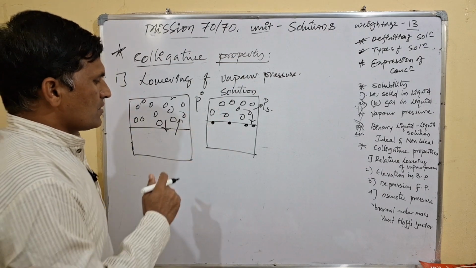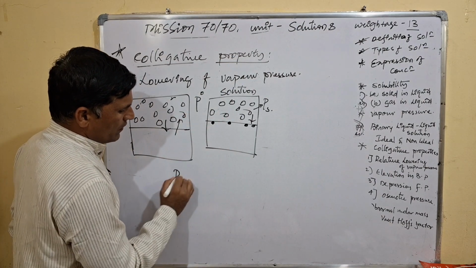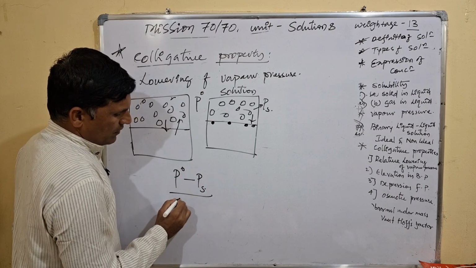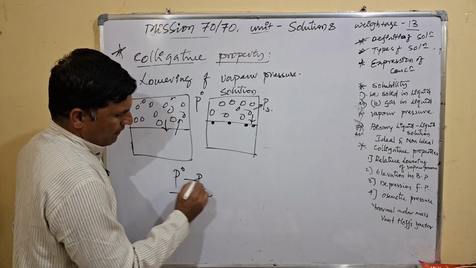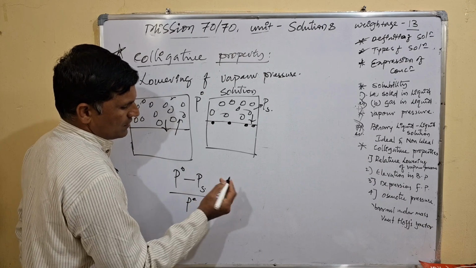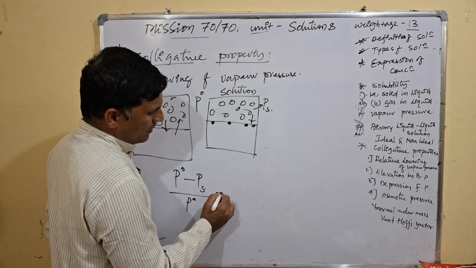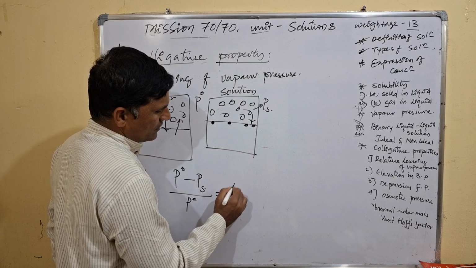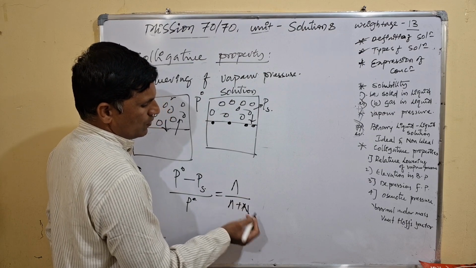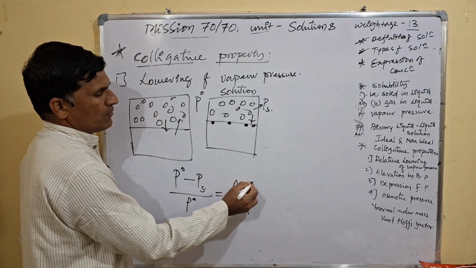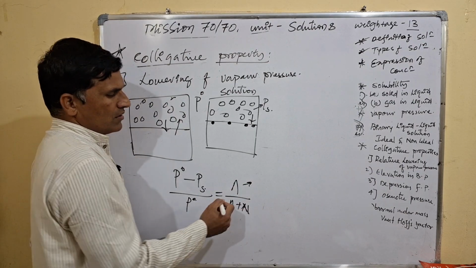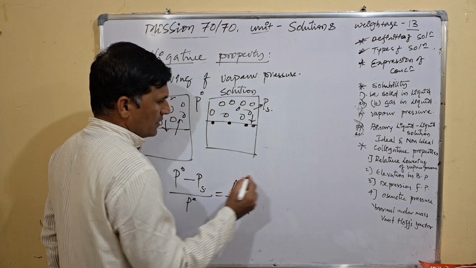So according to Raoult's law, the relative lowering of vapor pressure is given as P naught minus Ps, where P naught is the vapor pressure of the pure solvent and Ps is the vapor pressure of the solution, divided by the vapor pressure of the pure solvent, which is equal to the mole fraction of the solute in the given solution. How will we give that mole fraction? Number of moles of solute to the total number of moles of solute plus solvent.